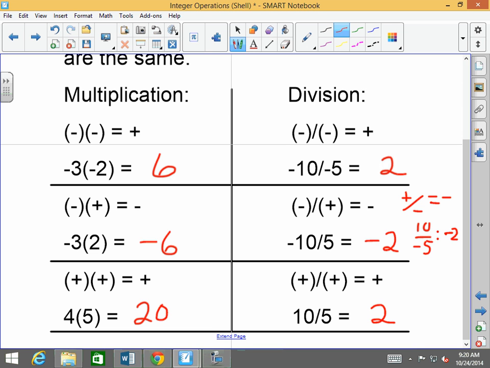So a negative times a negative, or a negative divided by a negative, is a positive. Good. A negative times a positive, or a negative divided by a positive, is a negative. Good. A positive times a positive, or a positive divided by a positive, will be positive.